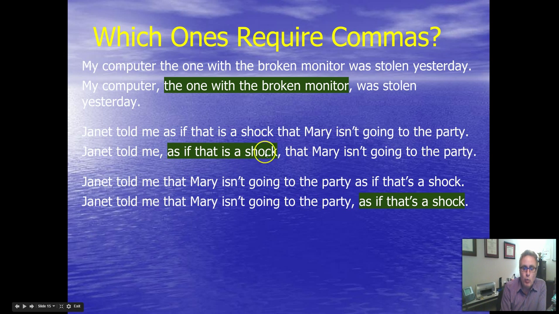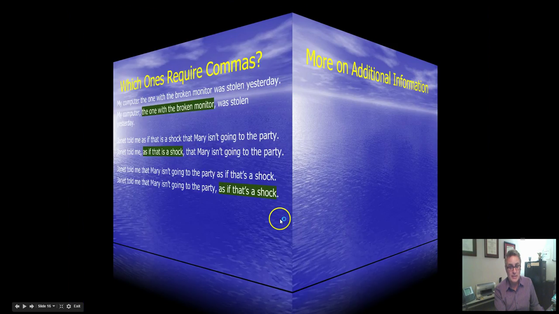So notice, depending on where you put additional information, you may be what is called modifying different parts of the sentence. Just like you would modify a car and change it by upgrading it, you are upgrading Janet telling me here, and in this part of the sentence you are upgrading or modifying Mary isn't going to the party. So this additional information, because it has to do with Janet telling, goes in the middle of the sentence and it is set off with commas. Because I am talking about Mary not going to the party, I set it off at the very end with a comma there. So both of these are additional information. They're just giving us additional information about different parts of the sentence.